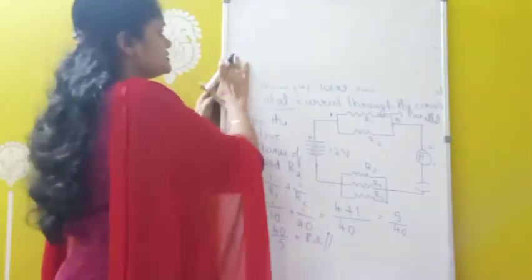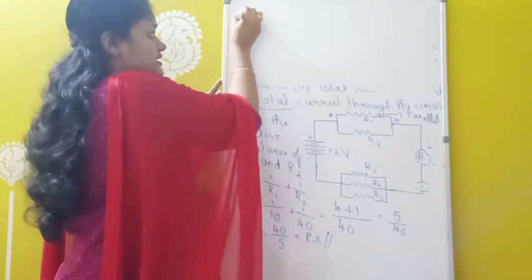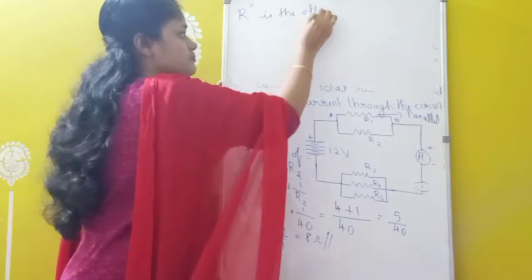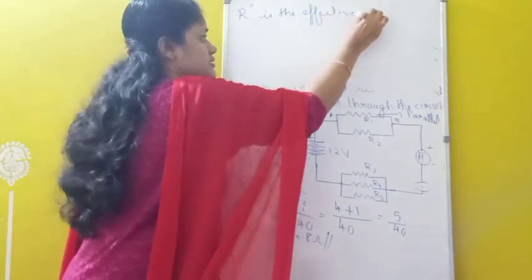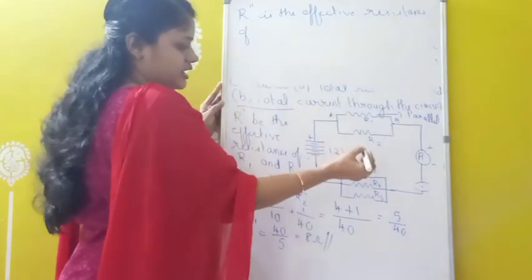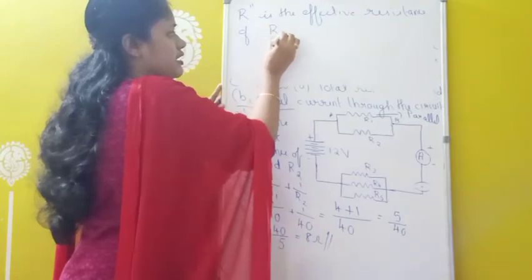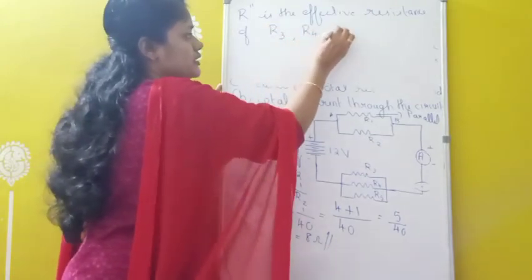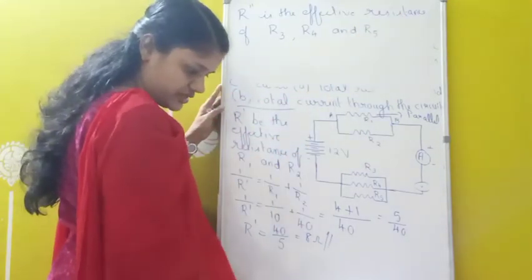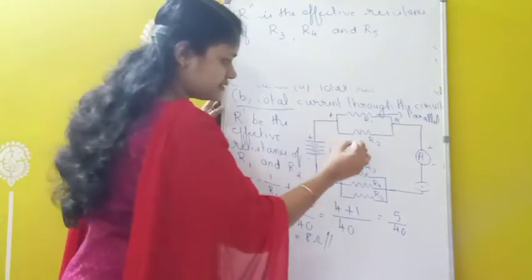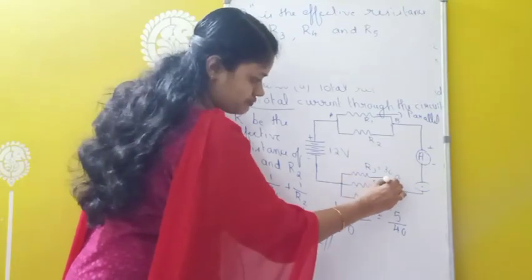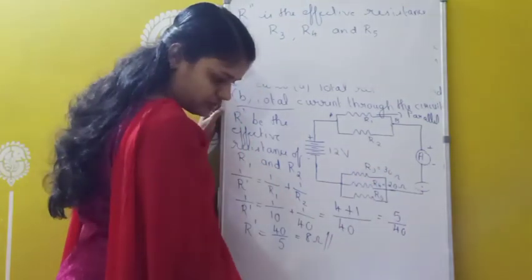effective resistance of which all things? Let's suppose I am taking R double dash. R double dash is the effective resistance of all things? R3, R4 and R5. Now what are the values of R3, R4 and R5? So R3 value is given as 30. So R3 is 30 ohm. Okay. And R4 is 20 ohm. R5 is 60 ohm.